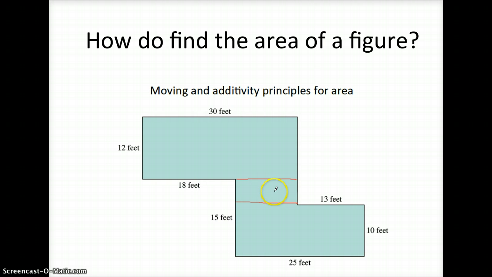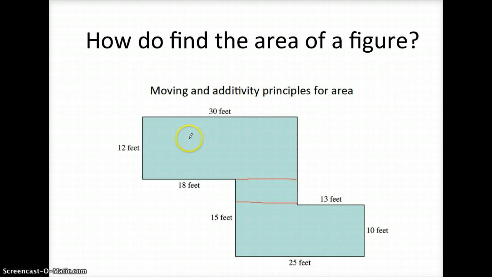And this little figure in the middle might be a little bit difficult to figure out, but we can see that this whole side is 15 and this side is 10. That should give us a side here of 15 take away 10, or 5. This side right here, we can use the same idea to have 30 as this whole length here, and this is 18 here. So this side right here should be 30 take away 18, or 12.